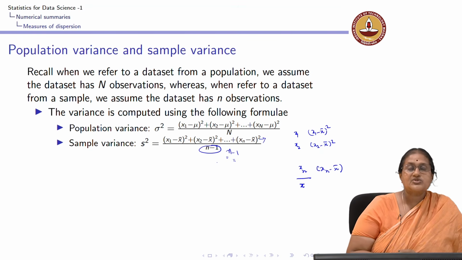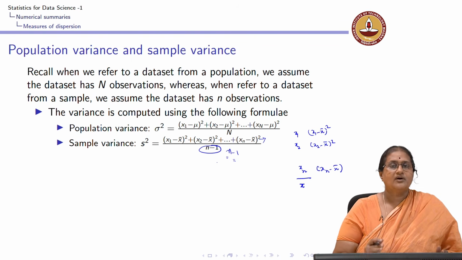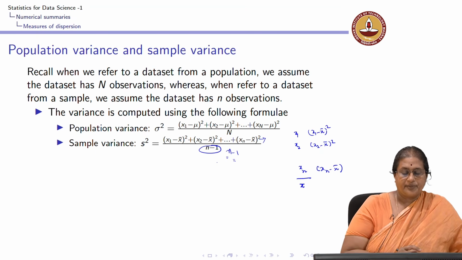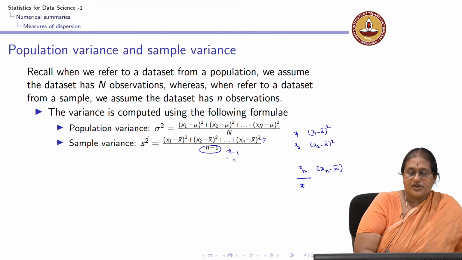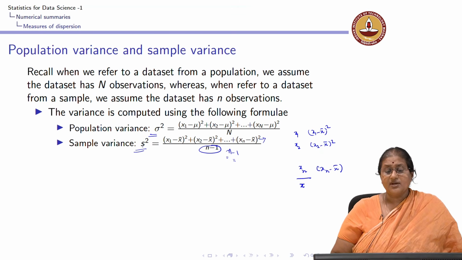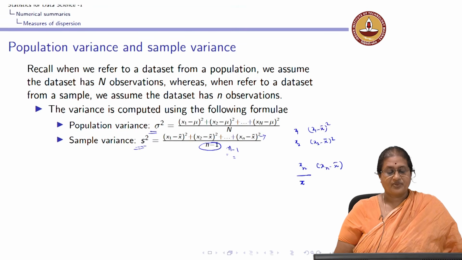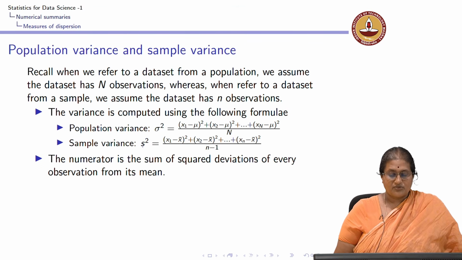There's a reason to do so. The explanation is out of the scope of this particular course, and you will learn about this as you go forward. The notation for population variance I refer to as sigma square, and sample variance as S square. So I repeat, the numerator, be it the population variance or the sample variance, is the sum of square deviations of a data point from its mean value. So the numerator is the sum of square deviation.